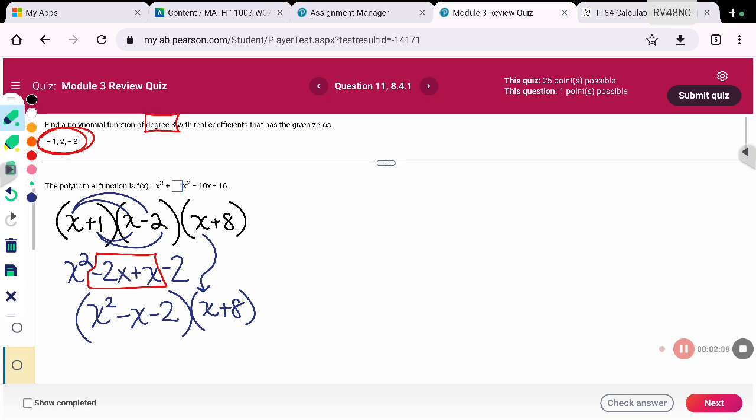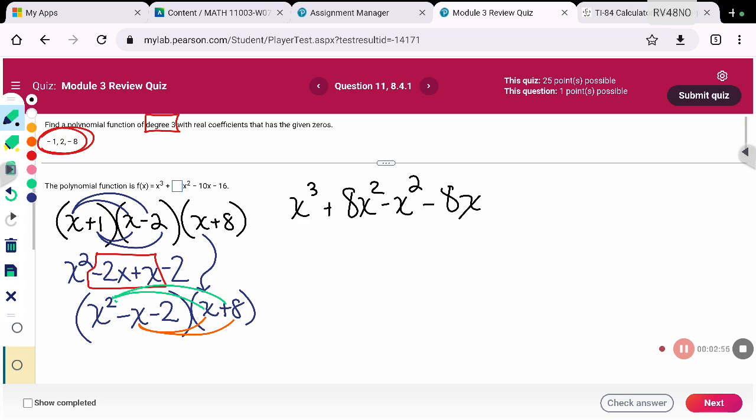The first thing I'm going to do is distribute this x squared to both terms of the second factor. So x squared times x gives me x to the third. Then I've got x squared times +8, which gives me +8x squared. Then I'll move down the line and I'll distribute this -x to both of the terms in the second factor. So -x times +x gives me -x squared. -x times +8 gives me -8x.